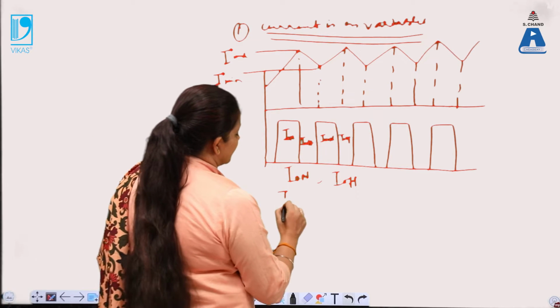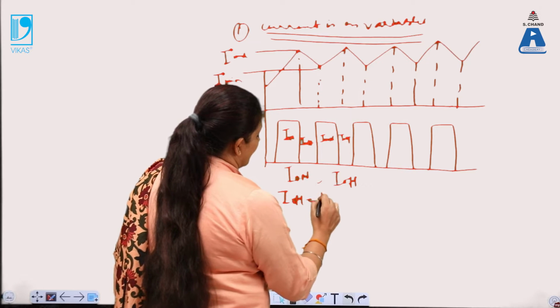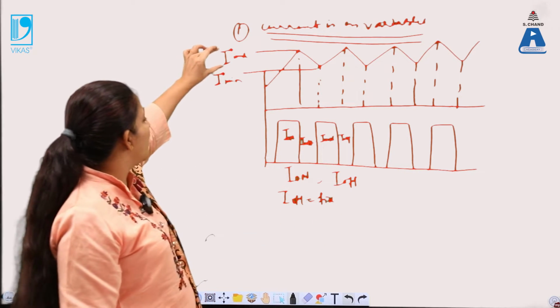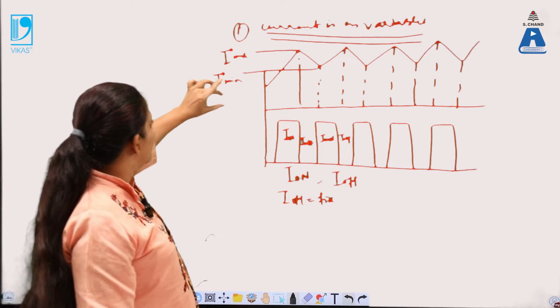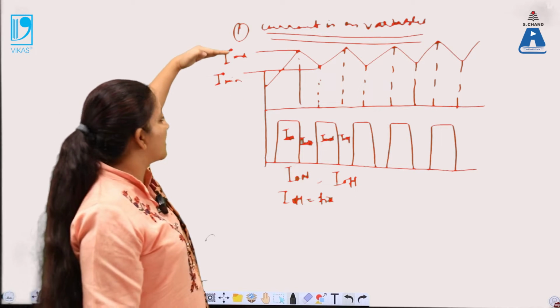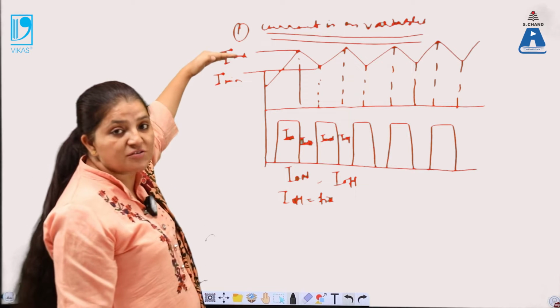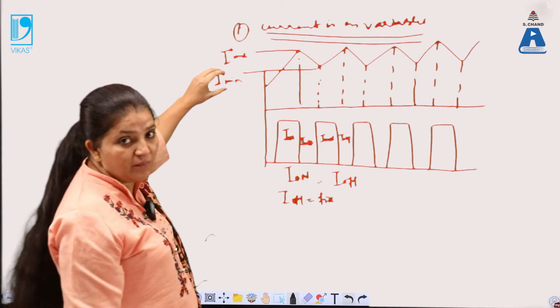Let us suppose we make this I off fixed. I off can be made fixed by subtracting this I minimum, making this value 0, and the equivalent value can be added to the maximum value. So that can make I off fixed. How can we make this I off minimum fixed?